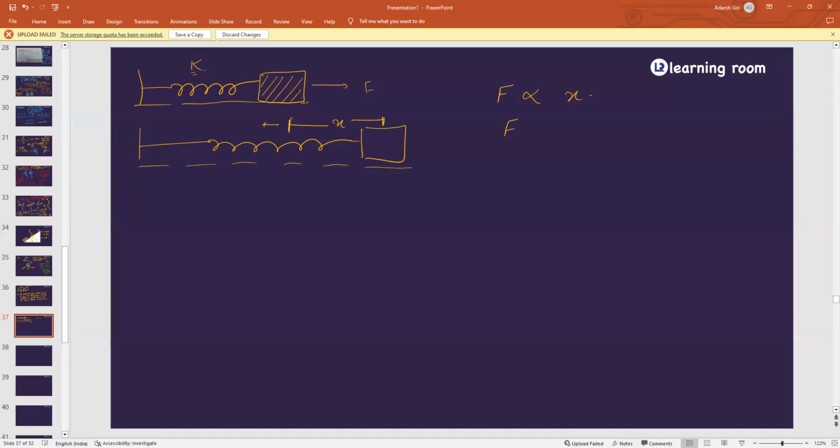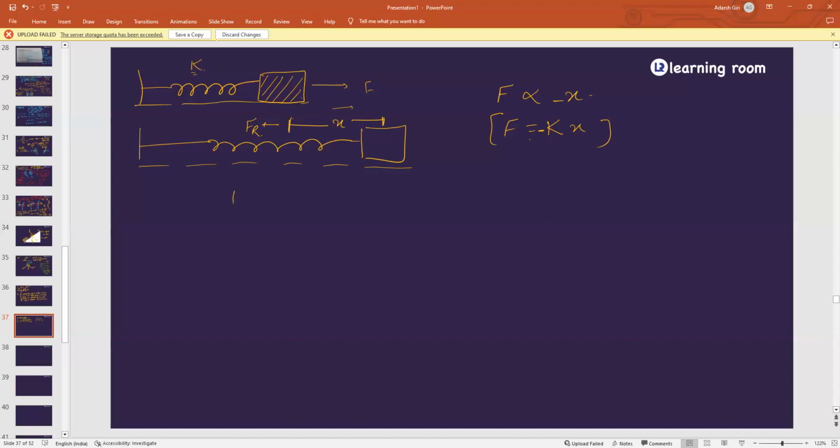So that force, when we remove the proportionalities and add a constant of proportionality, that is k. Now, why this negative sign? This negative sign occurs here because when you provide the displacement in the rightward direction, the resisting force will be generated in the opposite direction to restore its condition. That is one of it, right?